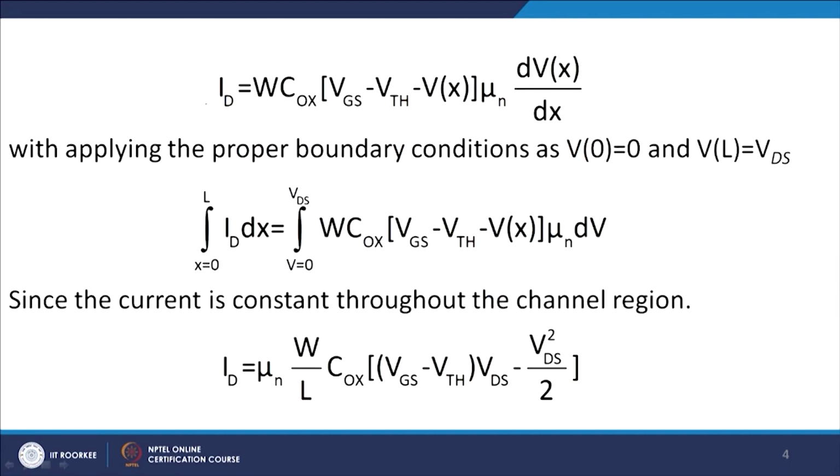Now what you do, so you get id equals to therefore minus this thing. So there was a minus sign here initially and there was a minus sign here, so that is the reason it has become plus now. So you see id therefore is equals to W into COX, which is the oxide capacitance per unit area, multiplied by VGS, gate to source voltage, minus the threshold voltage of the device VTH, minus Vx, because Vx is the present potential, multiplied by mobility of the charge carriers, and we write dVx dx.